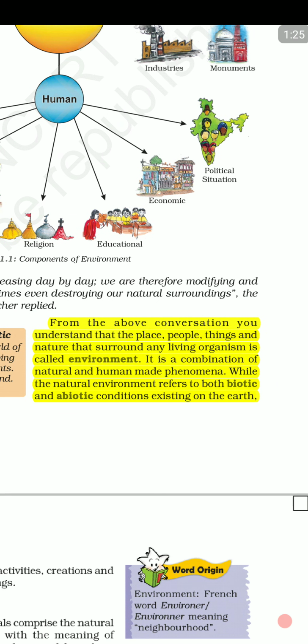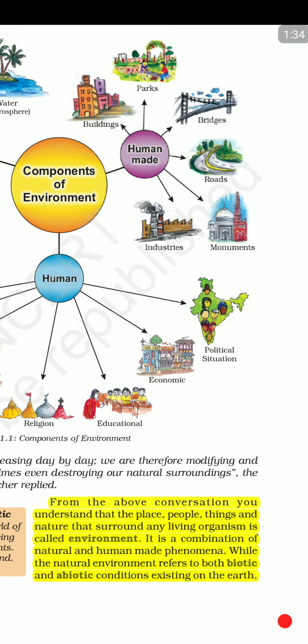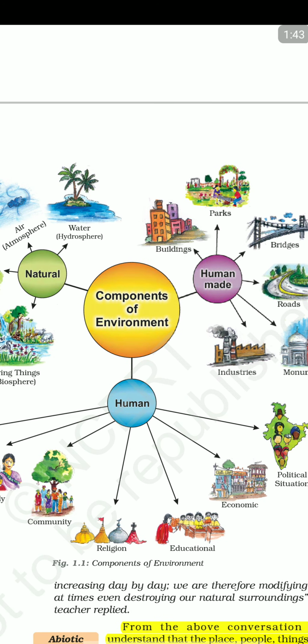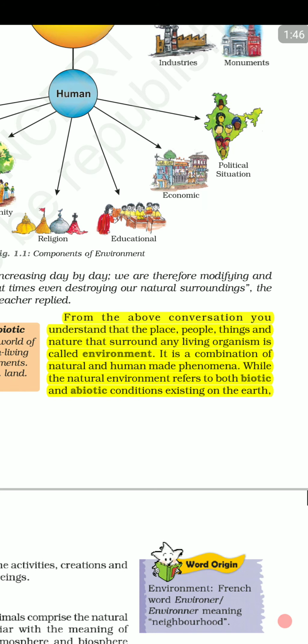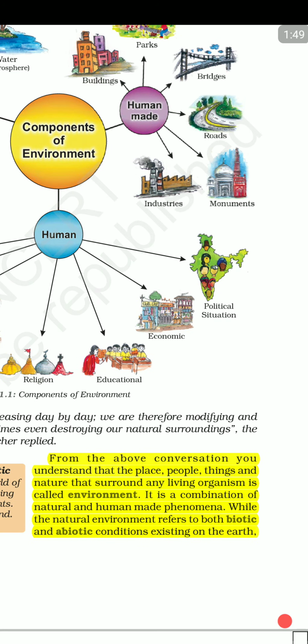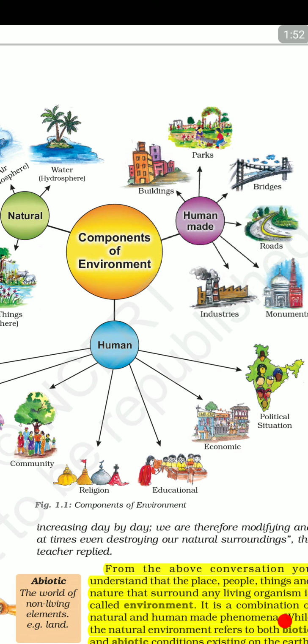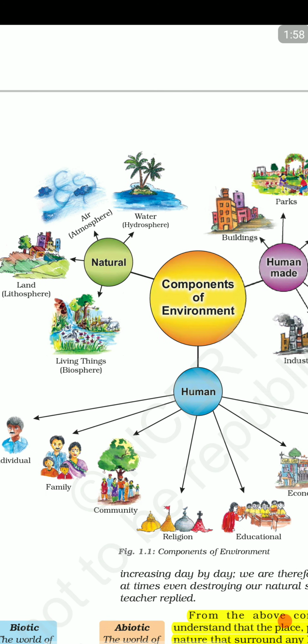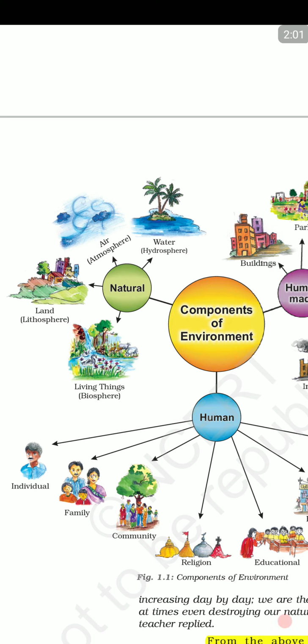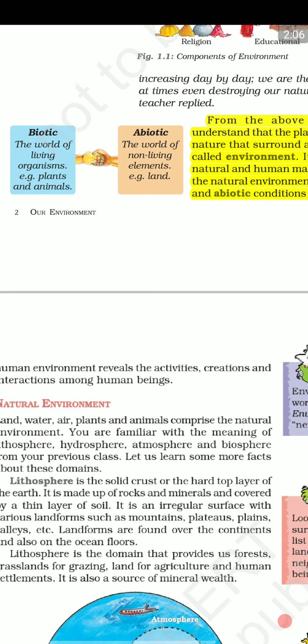From the above conversation, you understand the place, people, things, and nature that surround any living organism, right? So the living organism, human, is at the center. It's called environment. Now, it is a combination of two things: the natural and the human-made phenomenon. The natural consists of both the biotic and the abiotic, right? The human environment consists of the buildings, parks, bridges, roads, monuments, industries, right? The naturals are like the atmosphere, lithosphere, hydrosphere, biosphere. We will define each of these in the natural environment.